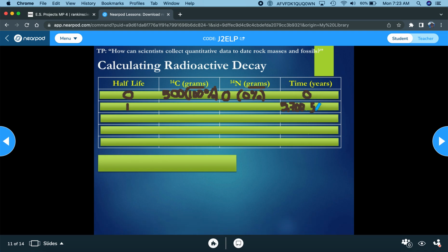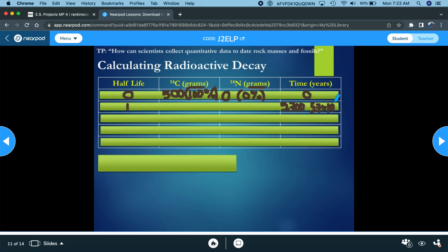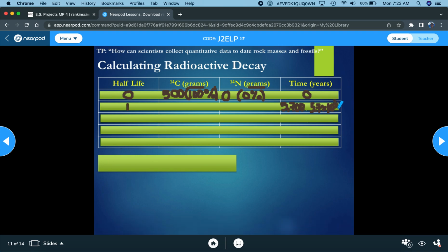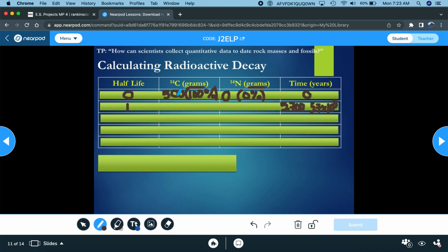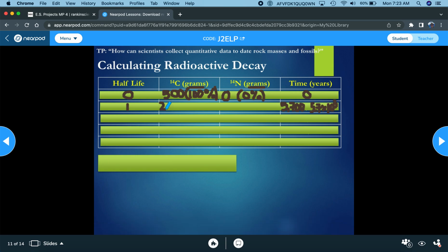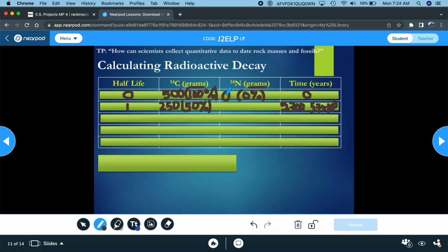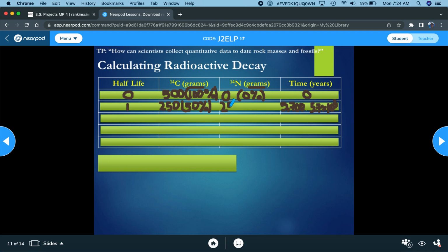And this is 5.7 times 10 to the third power. Half of 500 is 250, and that's 50%. And that means that the remaining 50% has decayed, which will now be decayed as 250 grams.